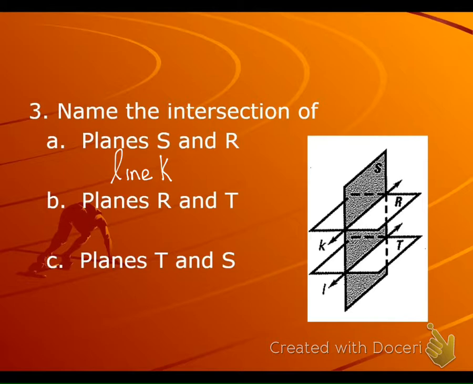So R is this one up here, and T is this one down here. Yep, Kayla? So they both intersect S. Austin? I. So does I ever hit plane R? So do these ever intersect? Mm-mm, they don't appear to intersect. So we write that. They do not appear to intersect.